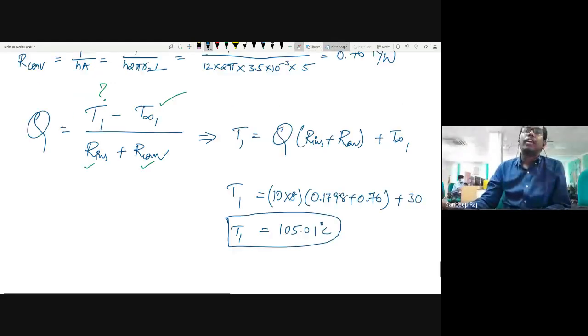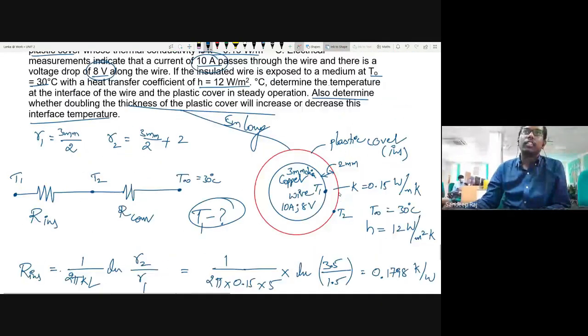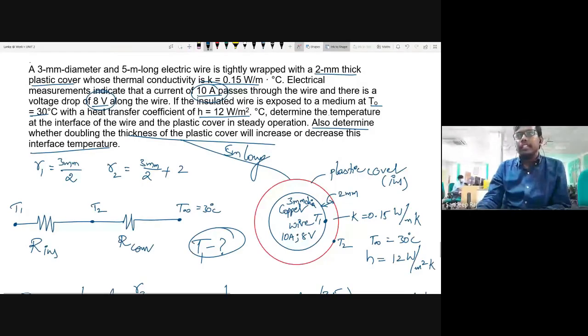Okay. Now, the point is here he's asking you to compare, also determine whether doubling the thickness of the plastic cover will increase or decrease the interface temperature. So this is what I'm trying to discuss with you. I'm trying to prove this point actually, whether the thickness of the insulation will increase the temperature or decrease the temperature, whether it will increase the heat transfer or decrease the heat transfer. So that's the point.